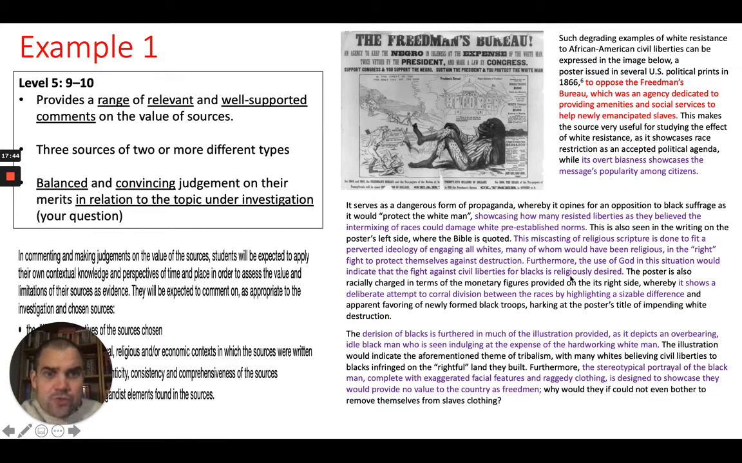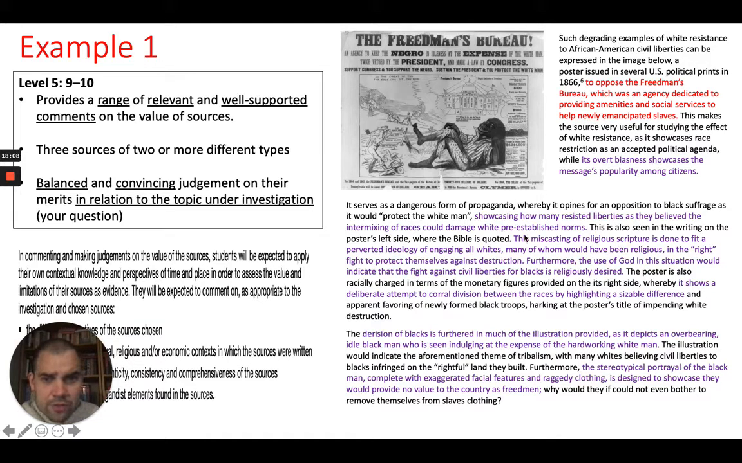It serves as a dangerous form of propaganda whereby it opines for an opposition to black suffrage as it would protect the white man, showcasing how many resisted liberties as they believed the intermixing of races could damage white pre-established norms. Okay, so he's already picked out one detail and then said, well, what does that show us about what the producers of this poster were trying to do? He's commenting on the value of it.